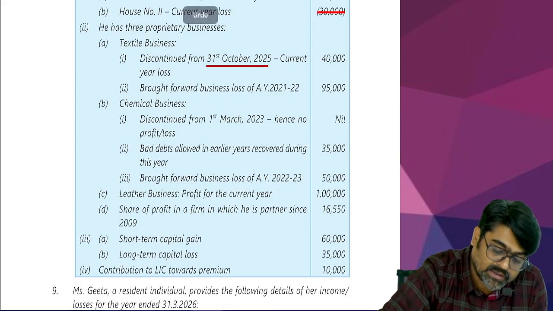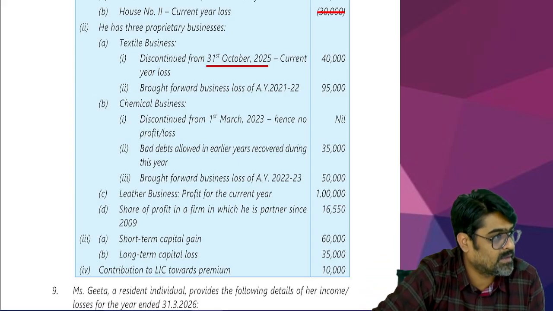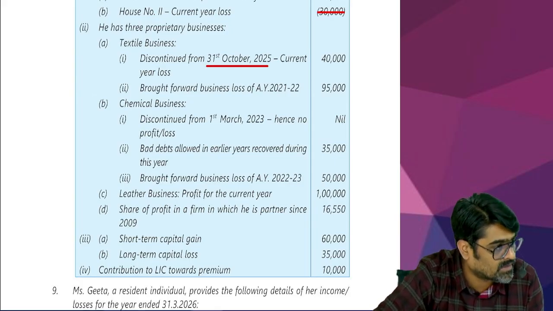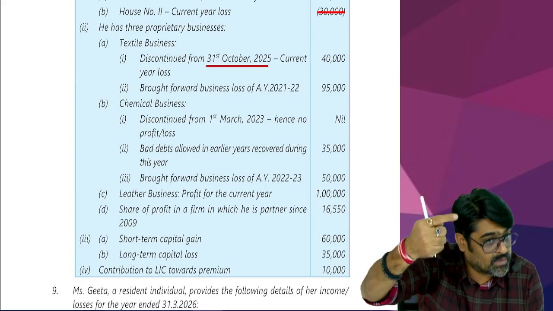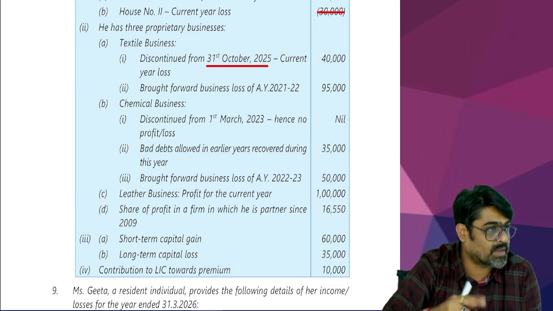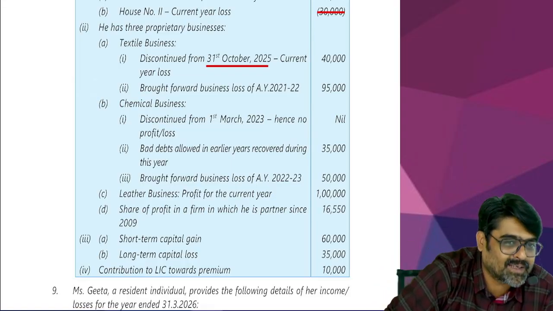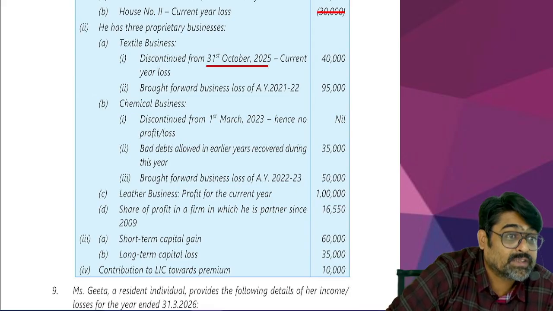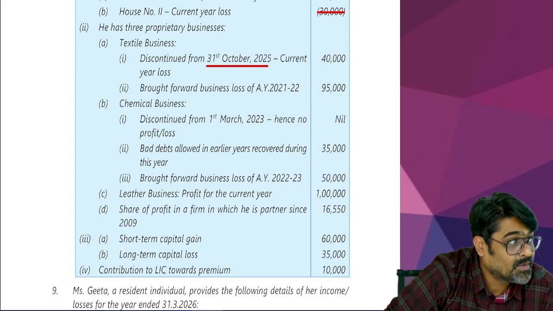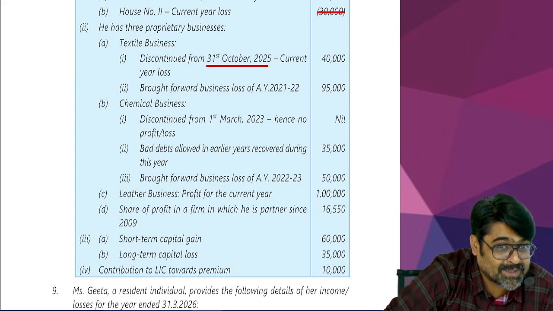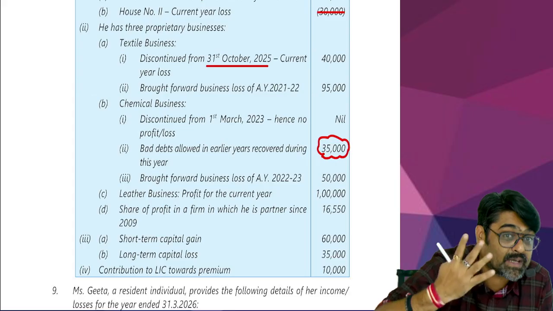Now, chemical business is discontinued in 2022-23 only. So definitely if that business is not in this year, there will be no profit, no loss of this business. Yes or no? Hence it is given nil. But this chemical business, which was discontinued earlier, some bad debts were there for that business, which were allowed earlier, and now the recovery of bad debt is happening in this year. So even if the business to which bad debt relates is no more in existence, the recovery of bad debts of that business will still be taxable under the head PGBP. So can I say this 35,000 will be your PGBP income? Under section 41, subsection 4.